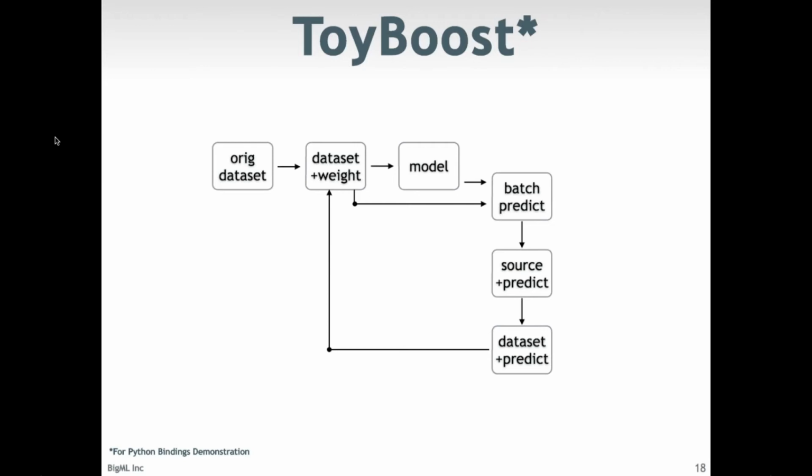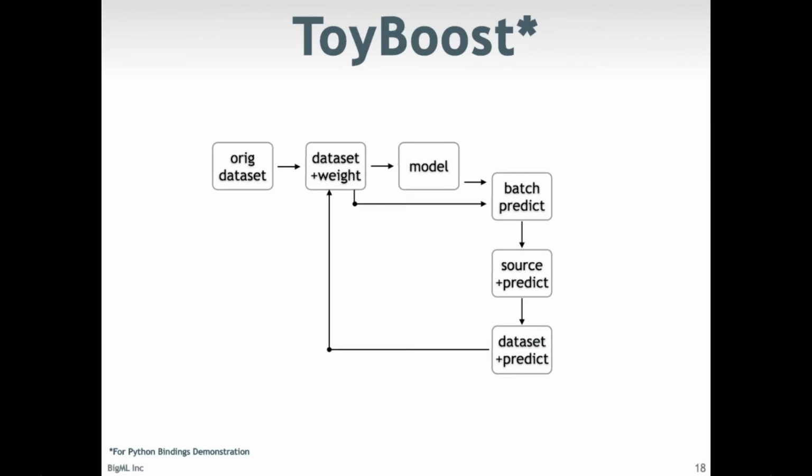Given a dataset, we first extend it, adding a weight field to every instance with a value of 1. We then enter a finite loop where in each iteration, the algorithm creates a model from that dataset, then creates a batch prediction using that model over the entire training set, including all of the features.